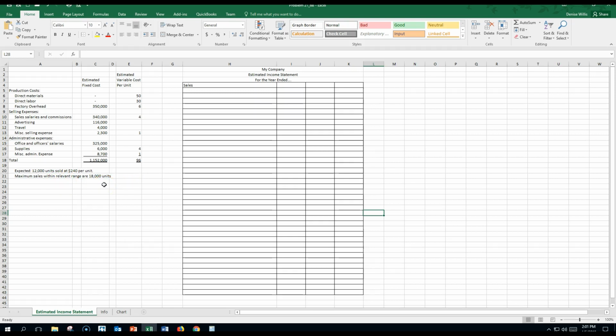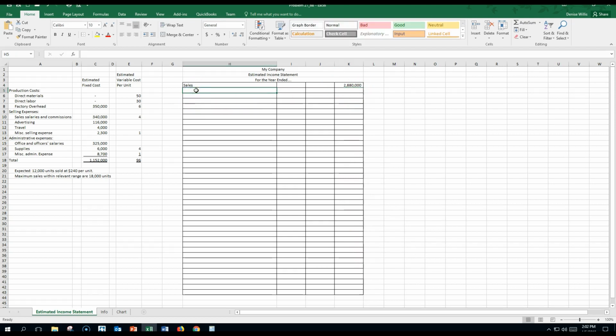Okay. So the very first thing we're going to do is an estimated income statement. I've set up a little area here for us to do that in. An estimated income statement is no different than any other income statement. It's just that it's based on estimated numbers. So we're going to start out with sales. Over here it says sales are expected to be 12,000 units, and we're going to sell each of those units for $240. And you don't have to use Excel, but since I'm using it, I'm going to take advantage of its math abilities here. So 12,000 units times 240. Okay, I'm going to have just short of 3 million in sales.